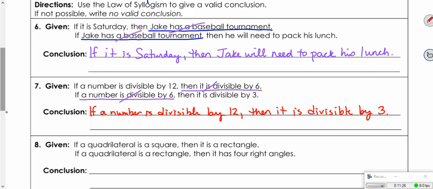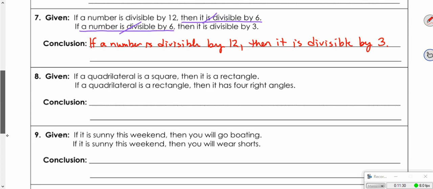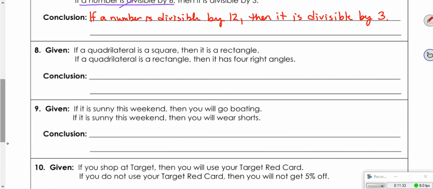Okay, let's look at the next one. Actually, I want to jump down to 9. For the sake of time, I'm not going to do all of these. But if it is sunny this weekend, then you will go boating. If it is sunny this weekend, then you will wear shorts. No valid conclusion. Again, the reason being, this does not match this. Okay? Those are not a match. I'm going to throw like a not equal to, not a match, so no valid conclusion.